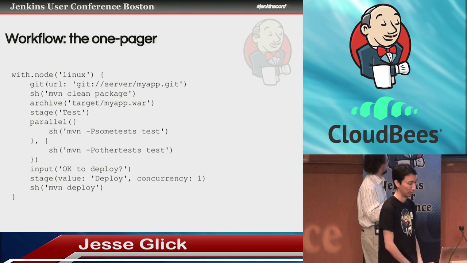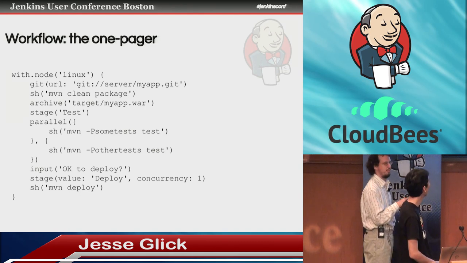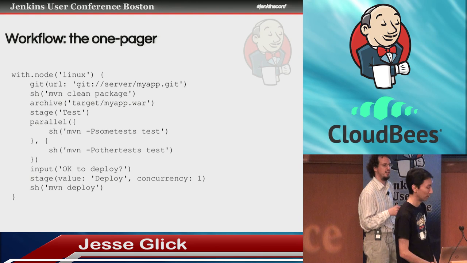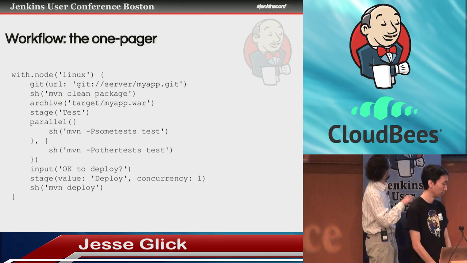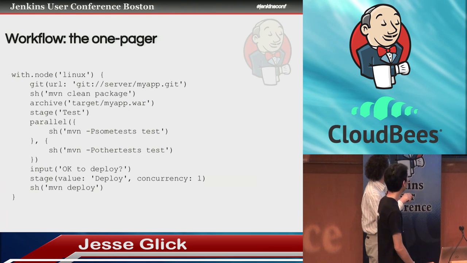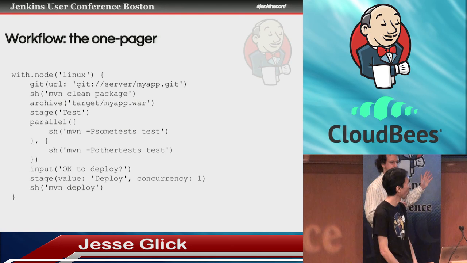We have human input integrated into this. This is just a simple OK/cancel type prompt, but you can have it ask for detailed information too. And then all of the stuff up to this point could run in parallel for different Git commits. But at this point, we want to say concurrency one: only one build can be deploying at once.